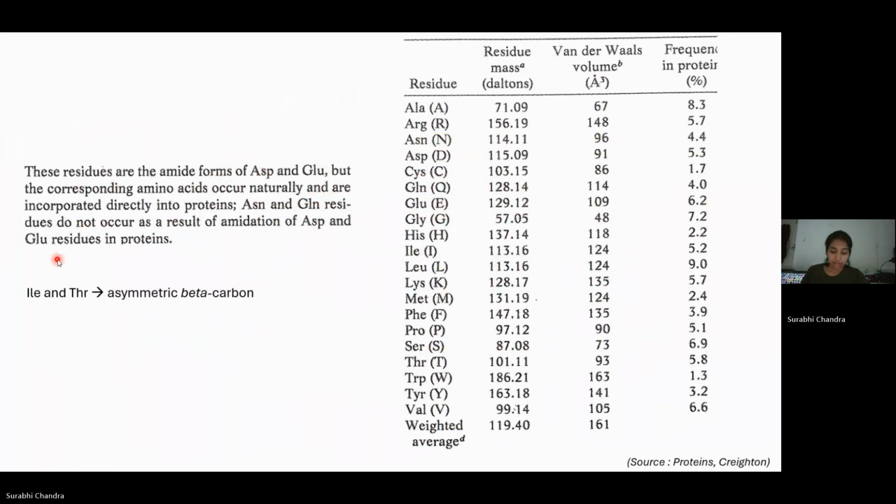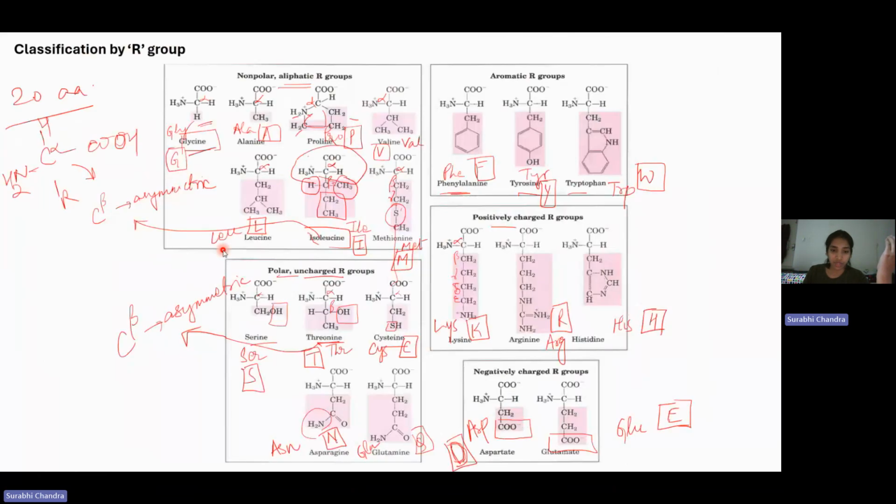Here we see what I was telling earlier: these residues, asparagine and glutamine, are the amide forms of aspartate and glutamate. But the corresponding amino acids occur naturally and are incorporated directly into proteins. So asparagine and glutamine residues do not occur as a result of amidation of aspartate or glutamate residues in proteins, as we saw here.